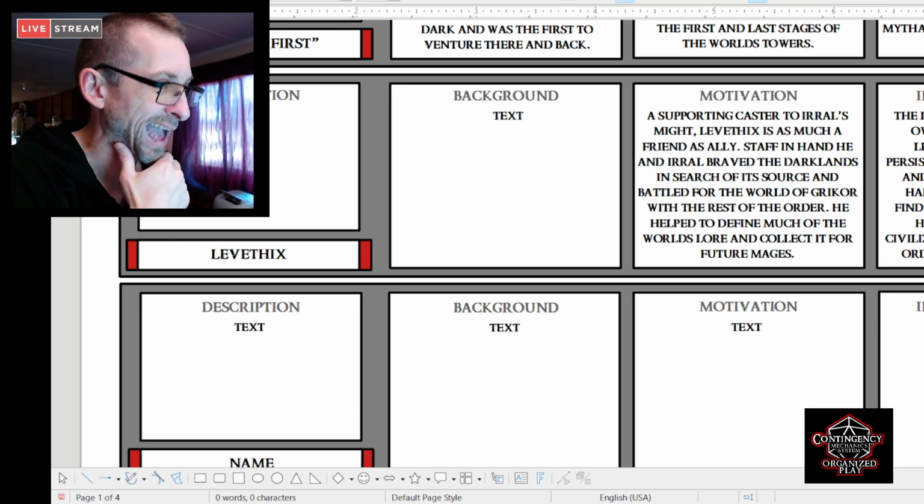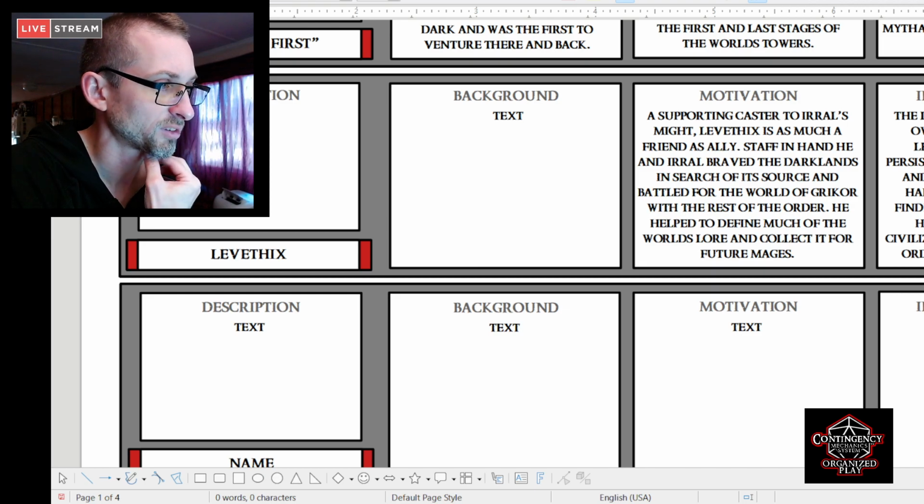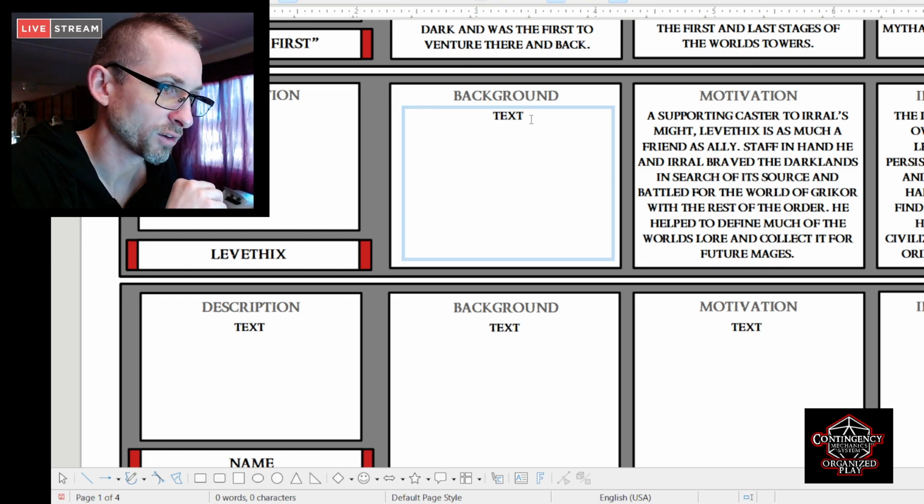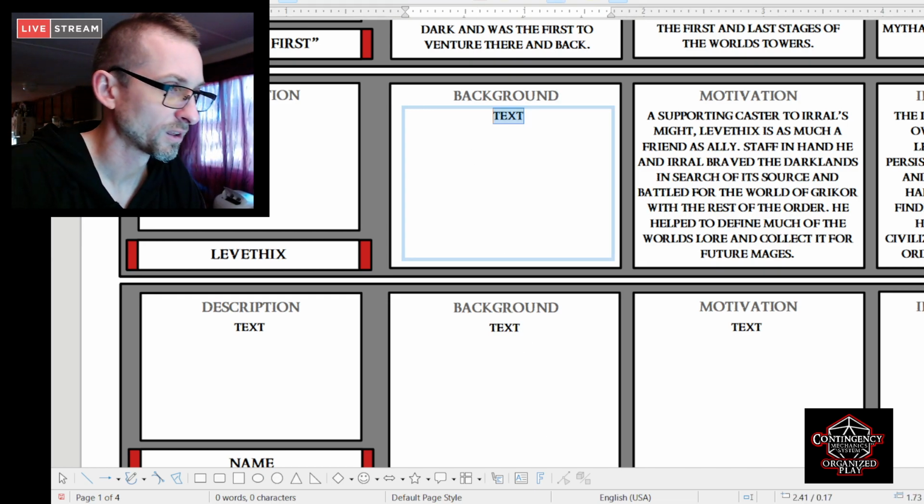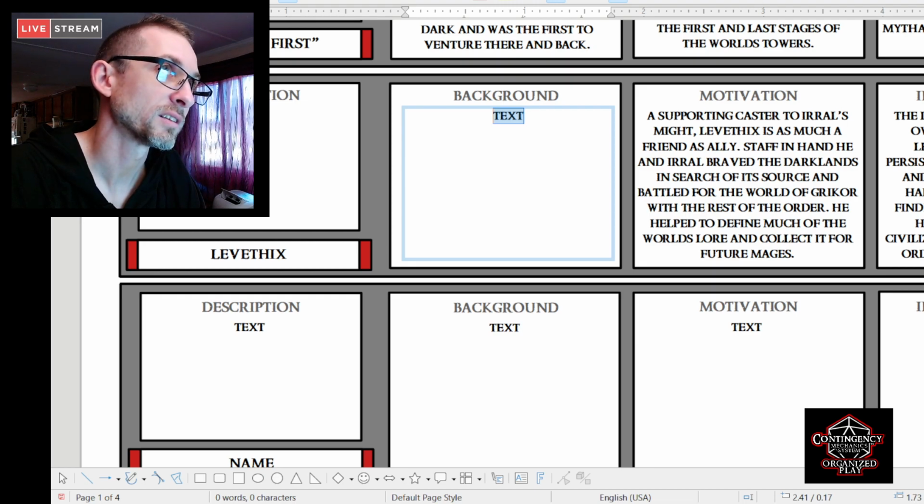We want it to be as it is. So the lore of Grikor owes much to Levithix. His persistence to attain and archive the happenings and findings of Grikor helped build civilizations and the Order of Mages. That's his influence. So background. Trying to think how I would like that to occur. How does Aral find Levithix and build that friendship before the order was even formed?